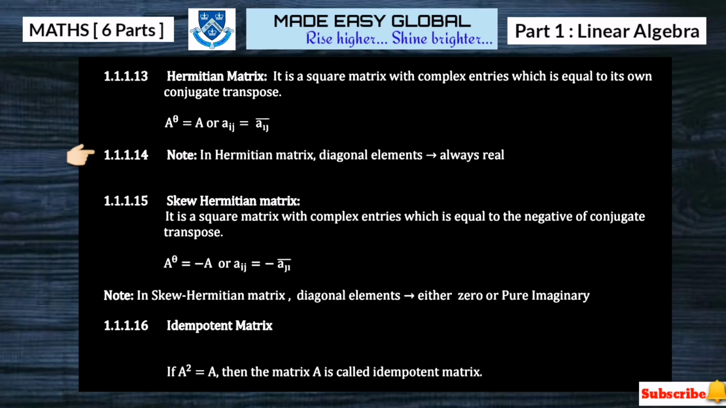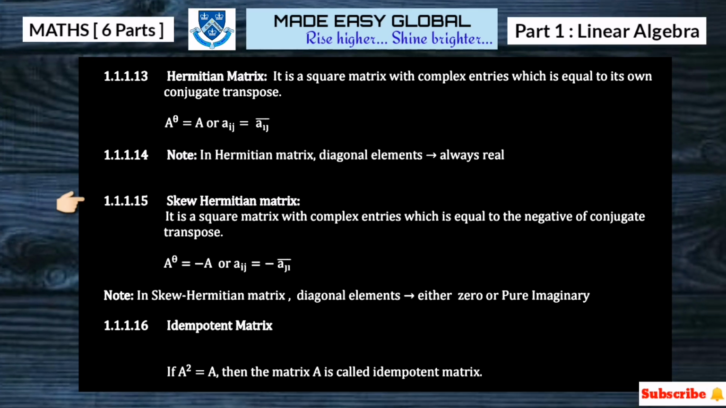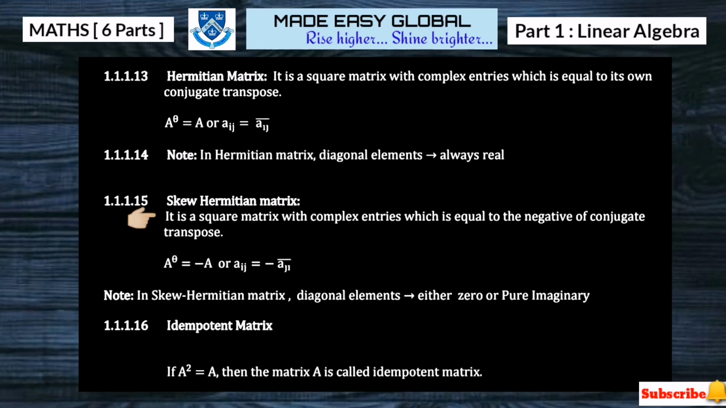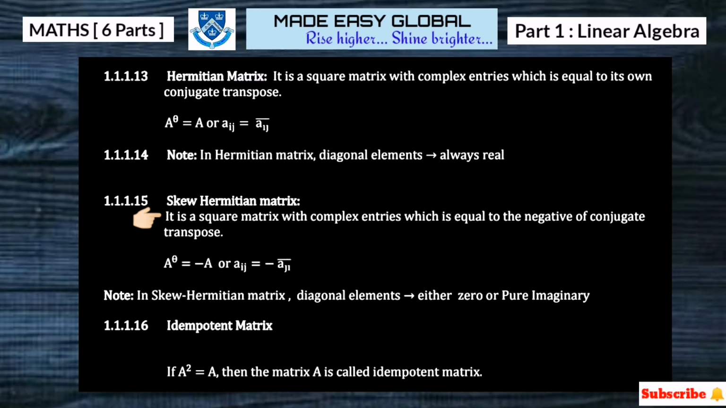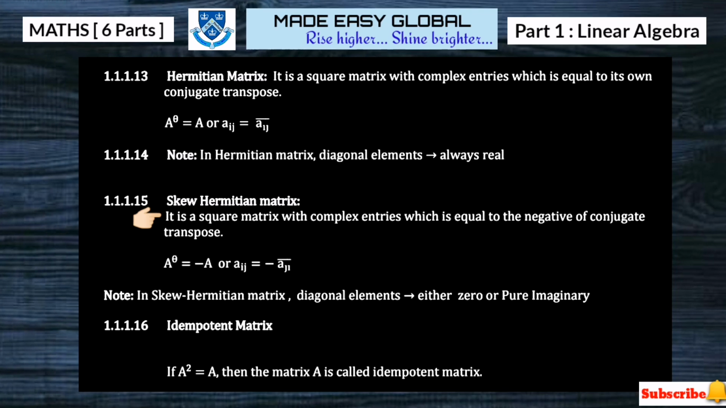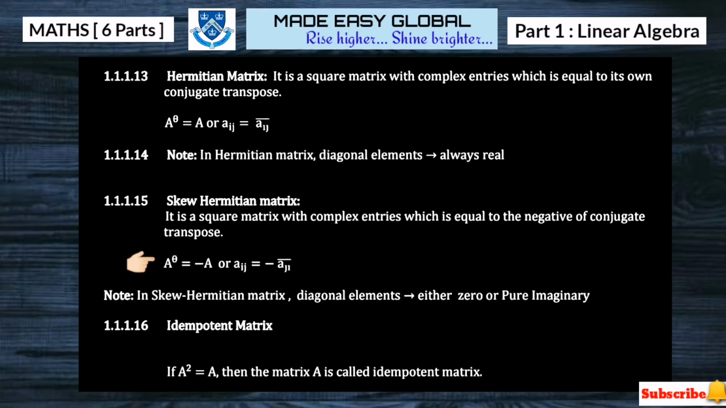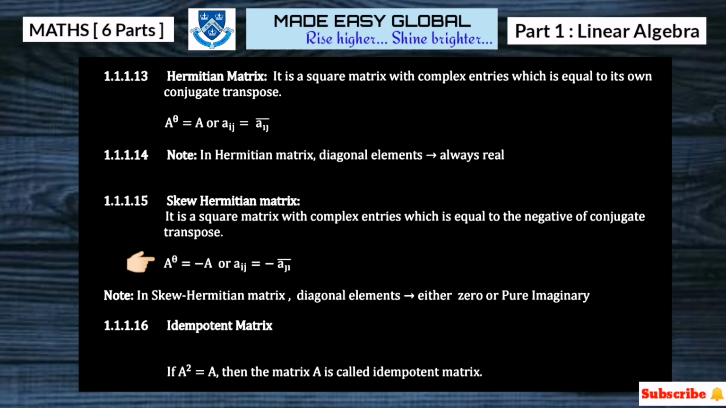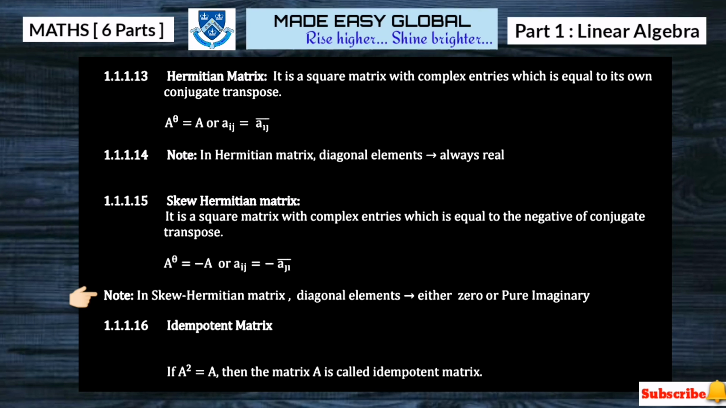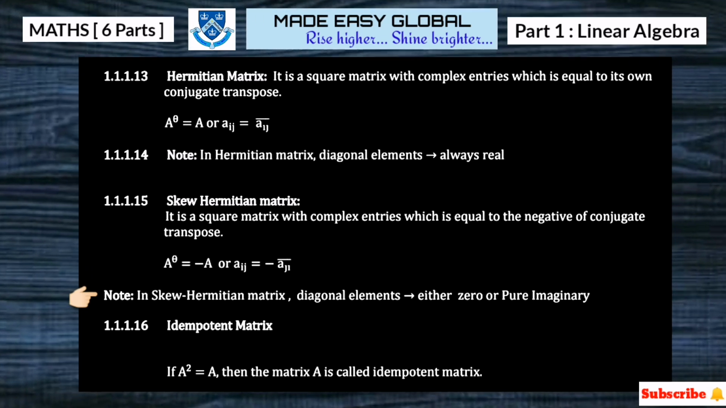This question was asked more than 2 times in the examination. Then after next one is skew Hermitian matrix. It is a square matrix with complex entries which is equal to the negative of its conjugate transpose. Here A theta is equal to minus A, or you can say that aij is equal to minus aji bar. Here note that in the skew Hermitian matrix diagonal elements are either 0 or pure imaginary.